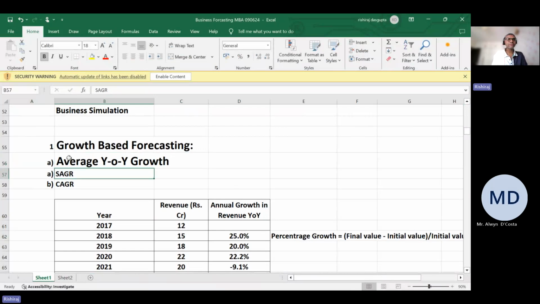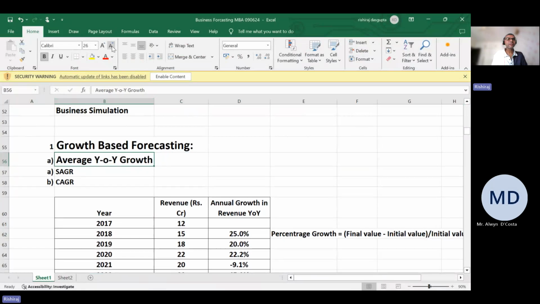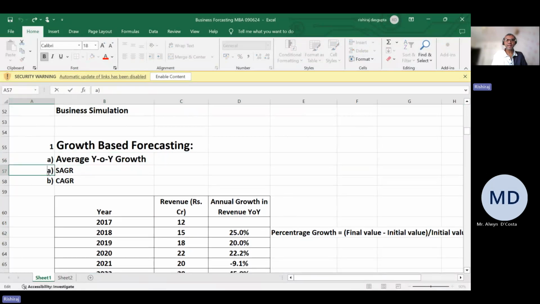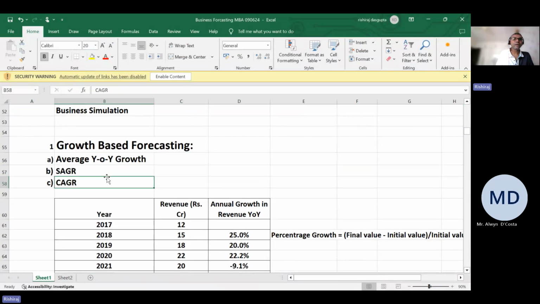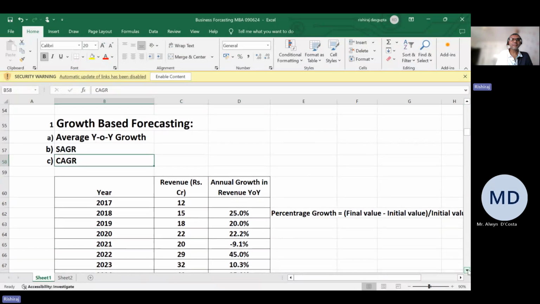Average year on year growth is the first technique that we will learn. These are all back of the envelope kinds of analysis. These are easy and commonly used to get a quick forecast, not a very comprehensive business model which we develop and then use to forecast using algorithms. Average YOY growth, SAGR and CAGR are very common, quick and easy to comprehend forecasting techniques. So first we learn about growth based forecasting.